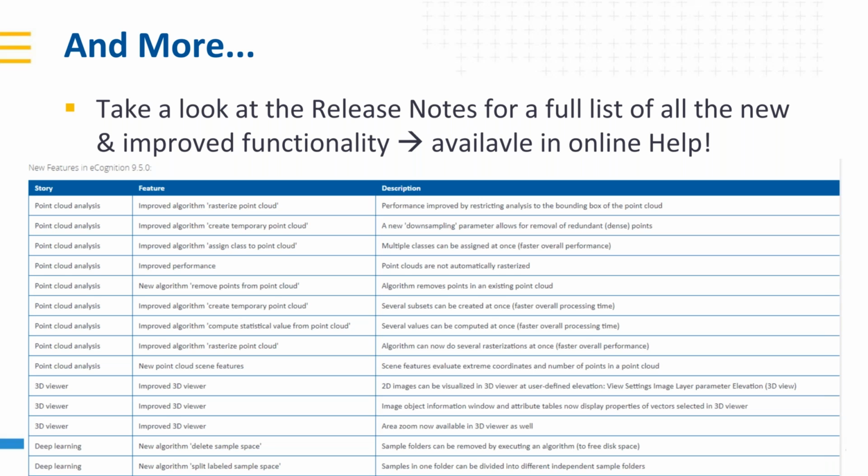Just to pick out a few, I just went in and took some of my favorites off the top list. There's a new option to remove all temporary layers or all image object levels. No longer have to create an algorithm to remove each single layer or each image object level that you may have. That's a real time saver in development.